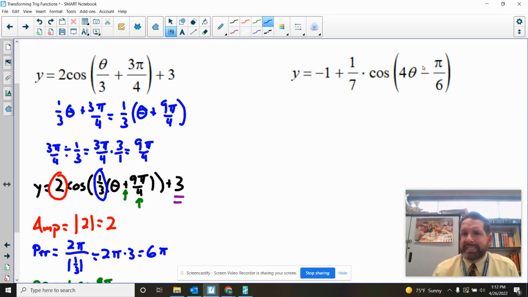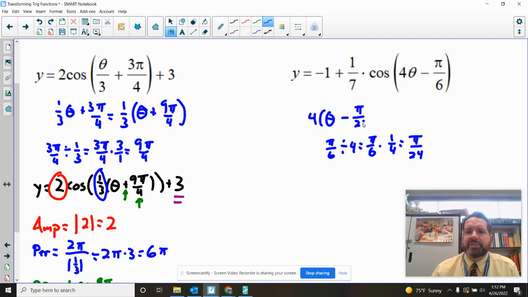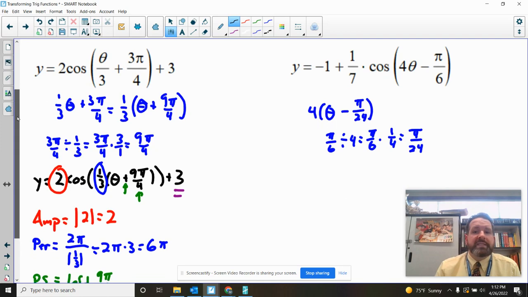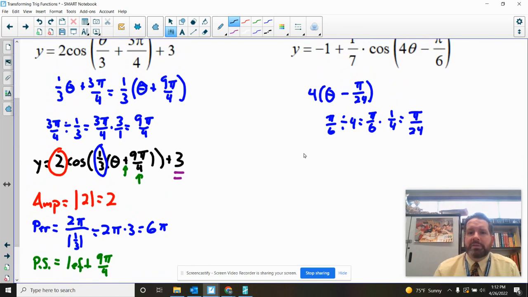All right, first we're going to focus inside these parentheses. I want to rewrite this. So take the 4, divide it out. I need to know what's pi over 6 divided by 4. Well, that is the same as pi over 6 times the reciprocal of 4, which is pi over 24. Now the minus just stays a minus, so this is going to be a phase shift to the right by pi over 24. Let's now rewrite the equation. So y equals -1 plus 1/7 cosine parentheses 4 parentheses theta minus pi over 24.